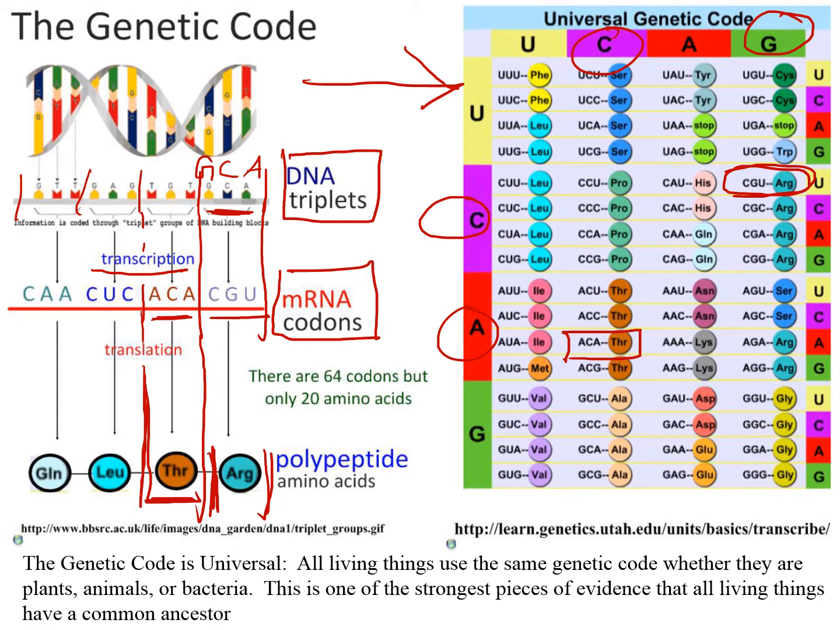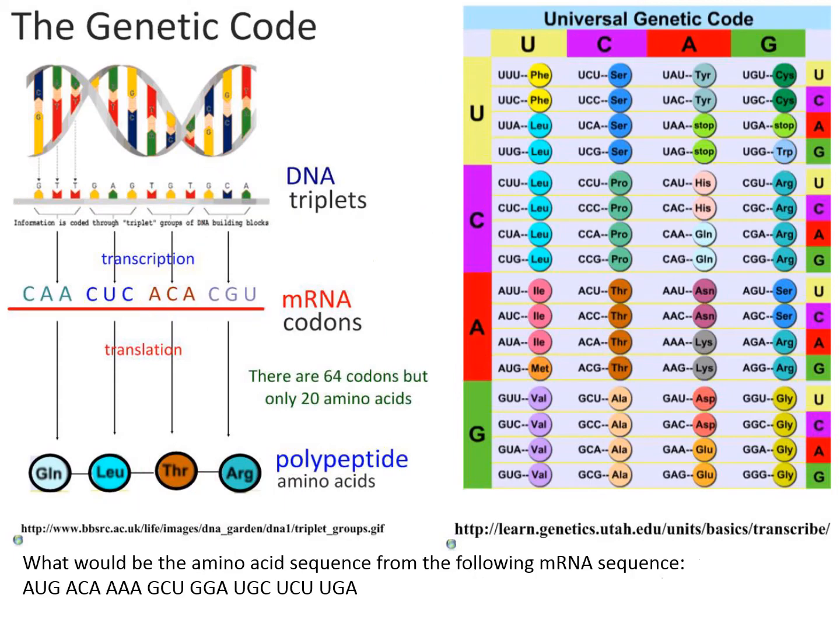The reason that we say it is a universal genetic code is because all living things use it. Whether we're talking about a banana, a bacteria, a plant, an animal, whatever, everything uses this exact same genetic code. And this is one of the strongest pieces of evidence that all living things have a common ancestor. We all use the same genetic code, exactly the same.